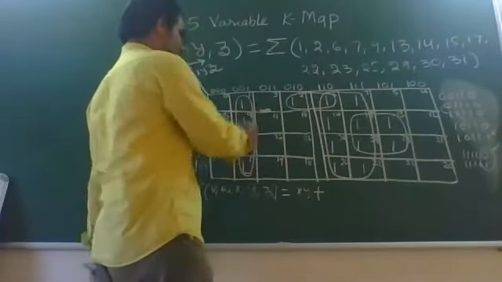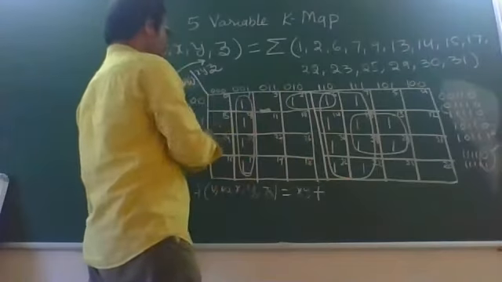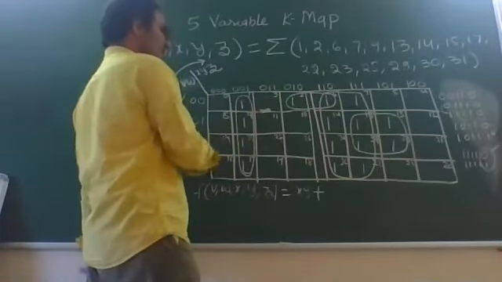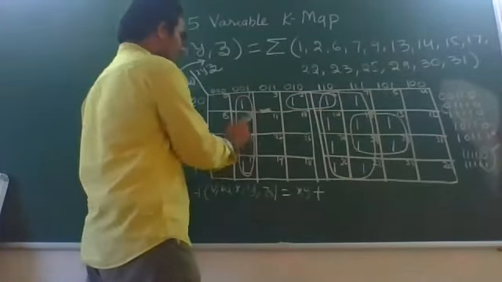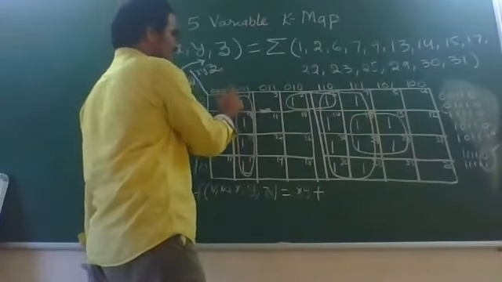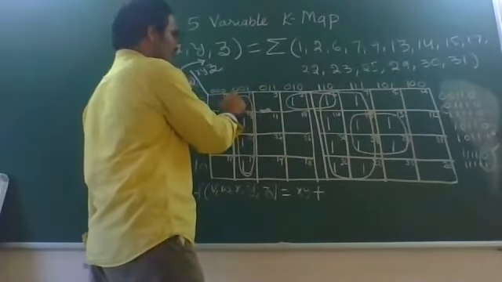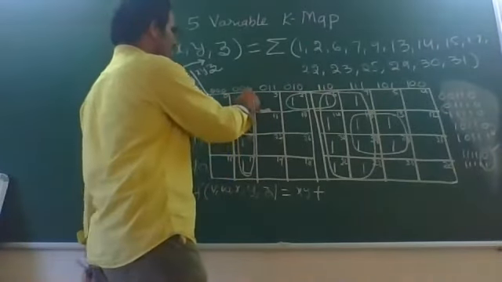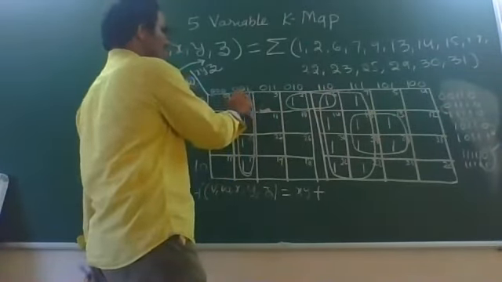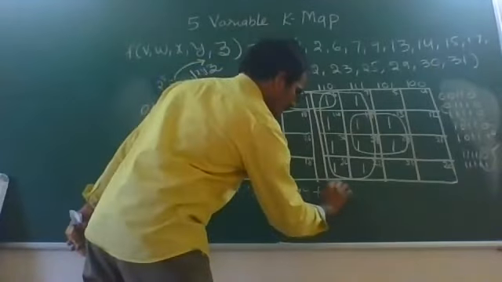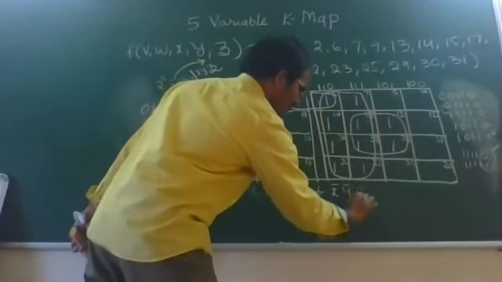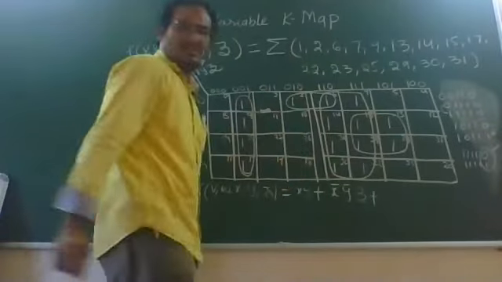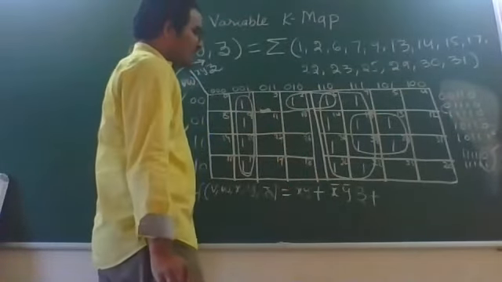Plus, we'll take this quad. This is covering V and W as 0 and 1. So V and W will not be there. And this is covering X, Y, Z as 0, 0, 1. 0 means X bar, 0 means Y bar, 1 means Z. So X bar, Y bar, Z plus.